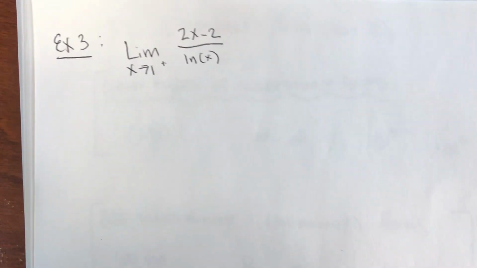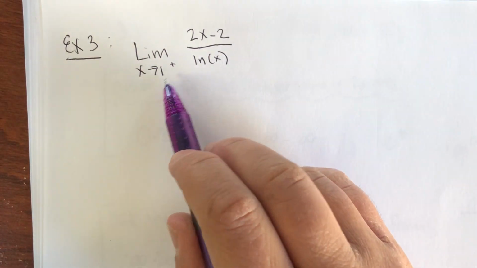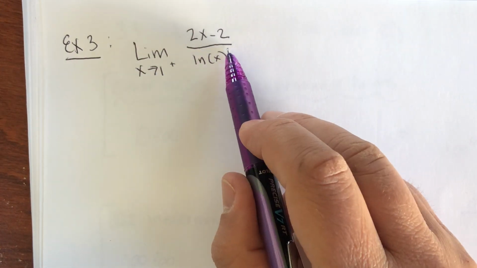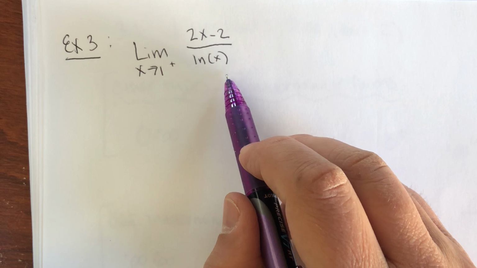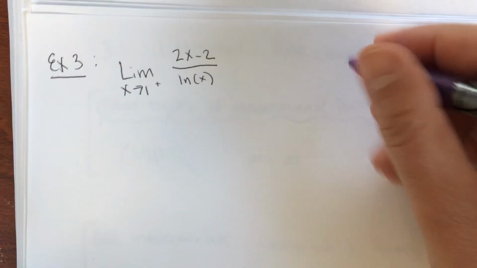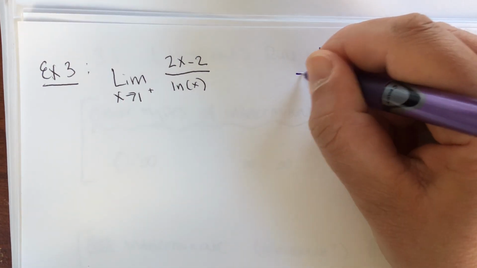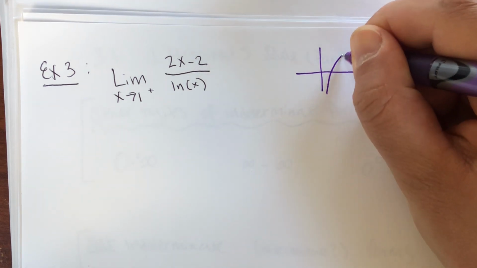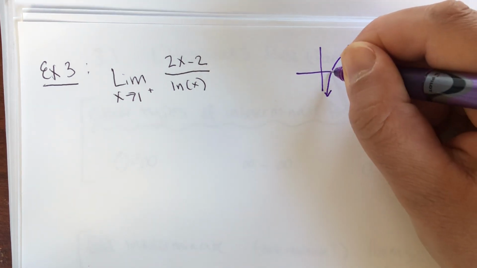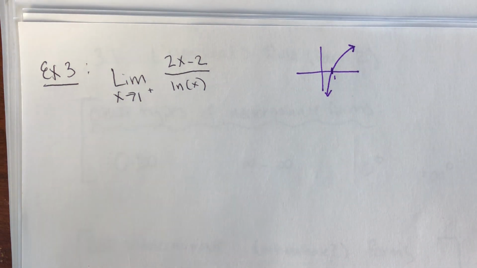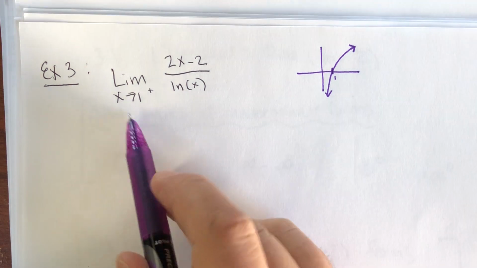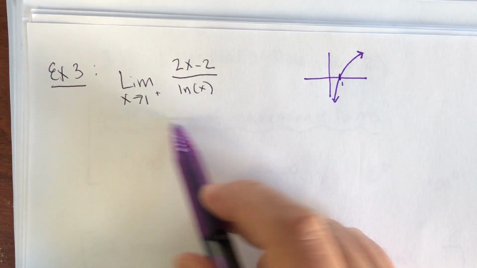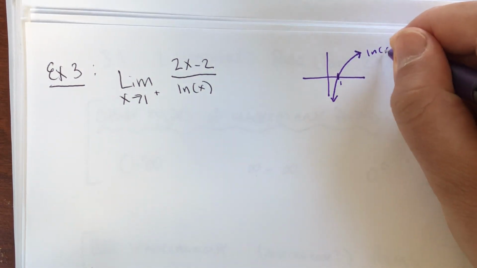So this time we're going to take the limit as x goes to 1 from the right of the function 2x minus 2 over ln of x. Now, I know that we always forget what ln of x looks like. Ln of x looks like this. Okay, so this is our ln of x function.